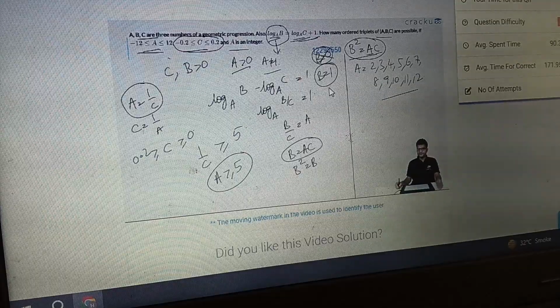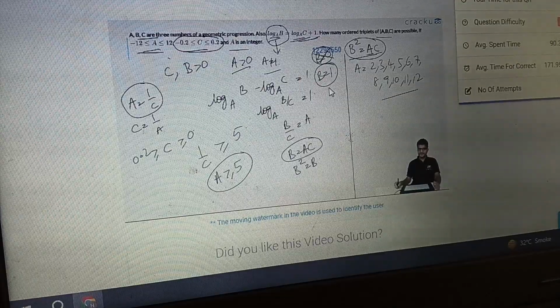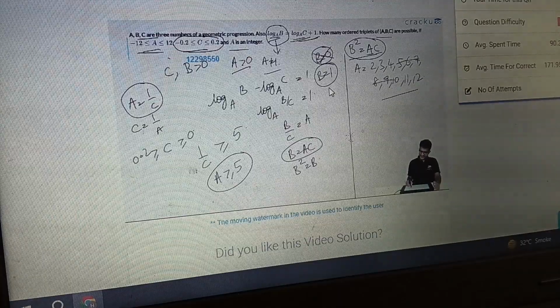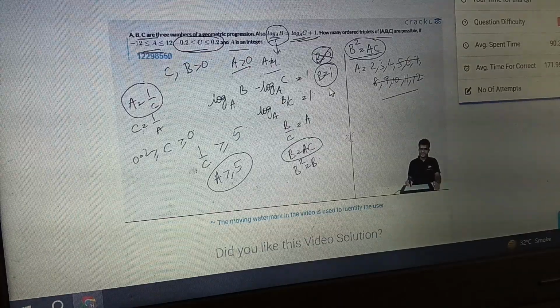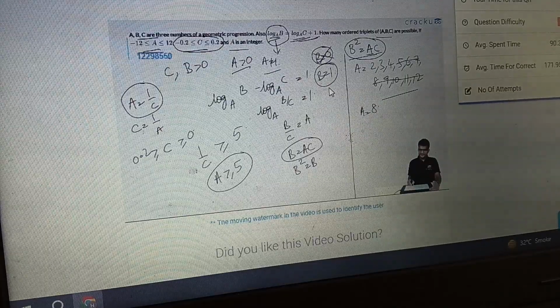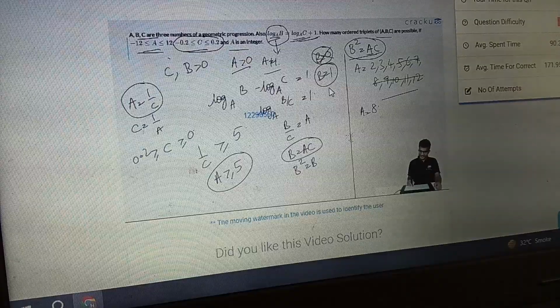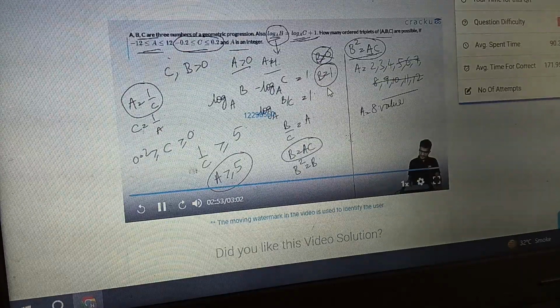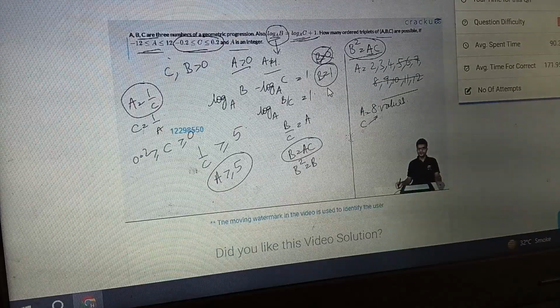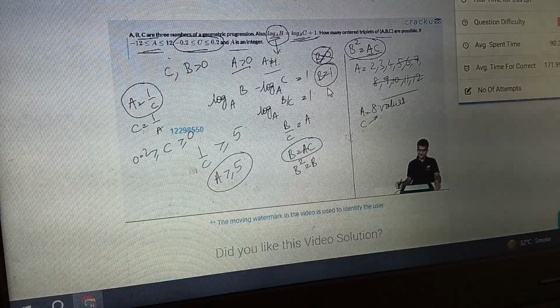How many values of A are greater than or equal to 5 in the given range? This will be 5, 6, 7, 8, 9, 10, 11 and 12. So the total number of values that A can take will be equal to 8. For each value of A, we will be getting a respective value for C, which is equal to 1 by A, and B is constant, B is equal to 1. So the number of triplets that are possible is 8.